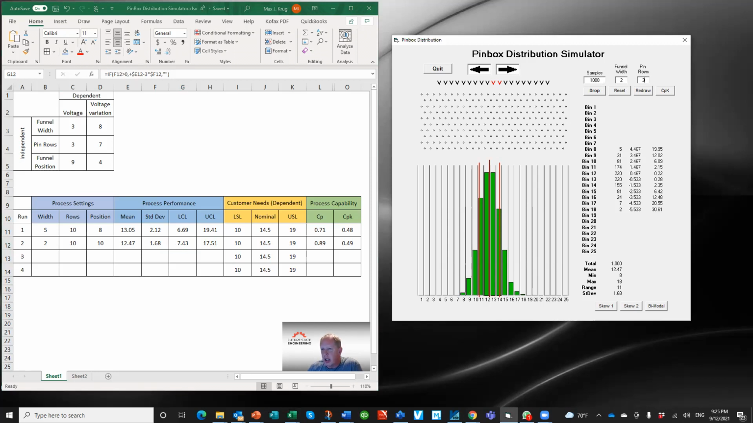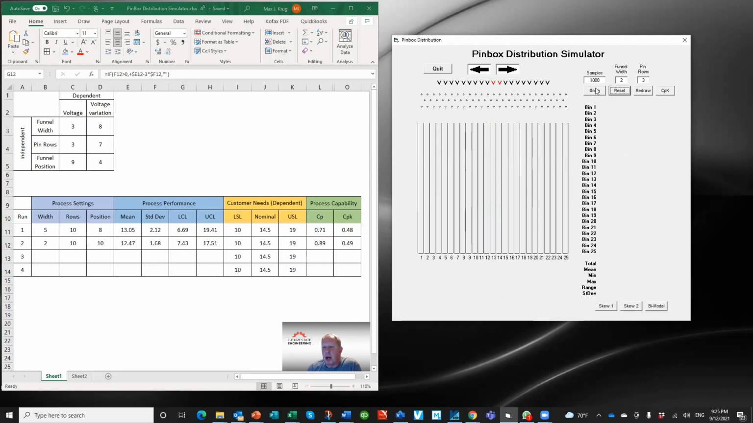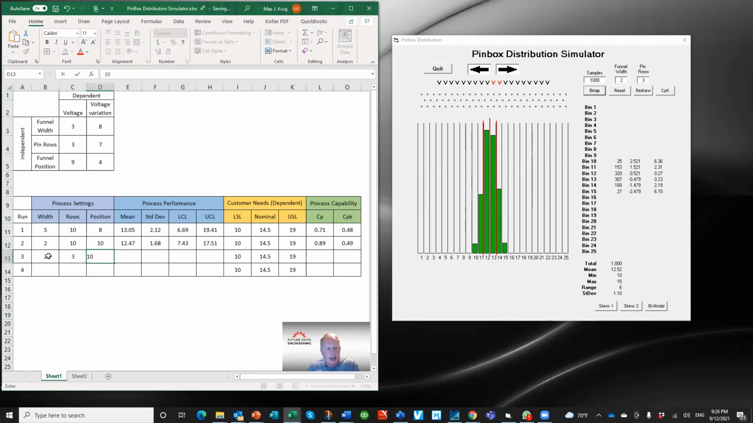So I'm going to reduce that to 3. And now I drop the balls again. And what happens, it reduces the variability. So I see my distribution get narrower here. So now let's punch in the data here. So my width is 2. My rows is 3. My position's still 10.